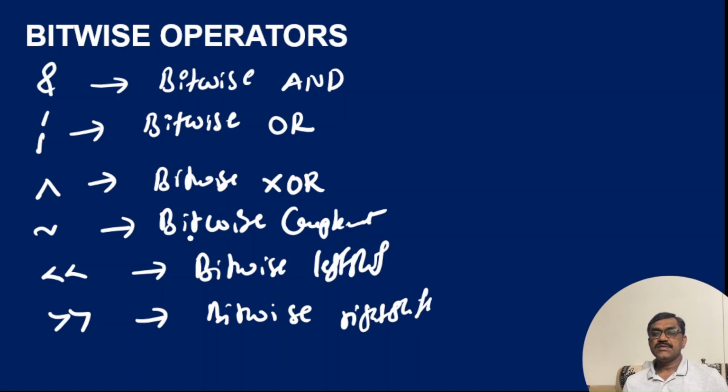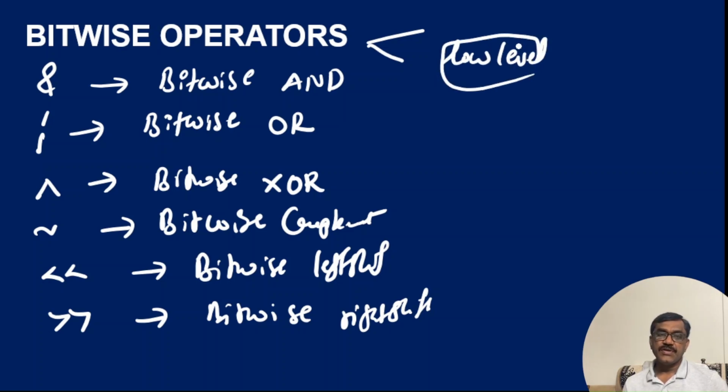So these are the operators which are used at bit level. So what is the main purpose of these bitwise operators? Bitwise operators work at low level. When the operations are performed on bits, we can increase the execution speed. The main use of bitwise operators is to increase the execution speed. So we will discuss one by one.